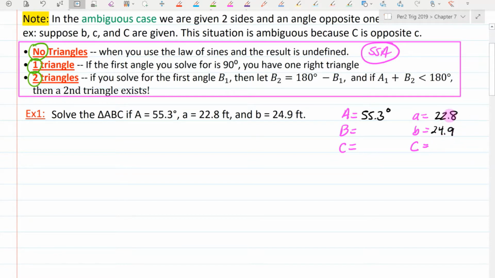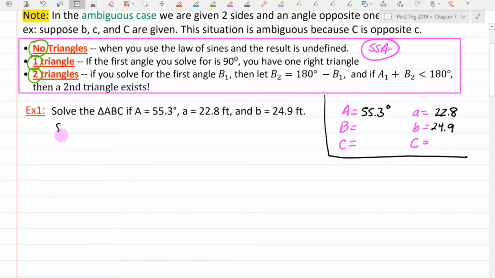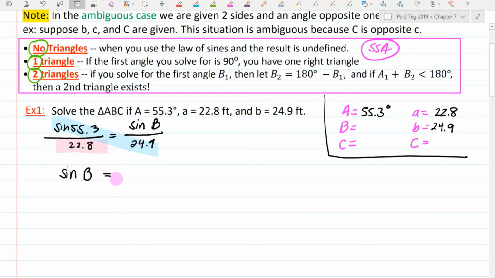Now, because I don't have two angles, then it's possible that I have one triangle, two triangles, or none. So first, let's make sure we have a triangle. So we're going to do sine of A over A, which is 22.8, equals sine of B over 24.9. Now, when we cross multiply, you're going to multiply this times this, and you're going to divide by that. And that will give you sine of B. It's not going to actually give you an answer for the angle, but it will give you sine of B.